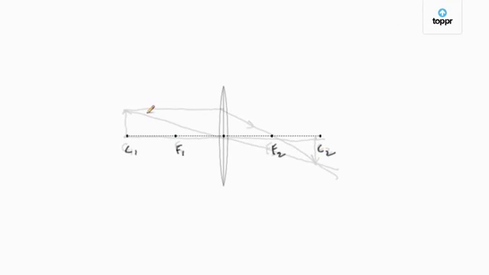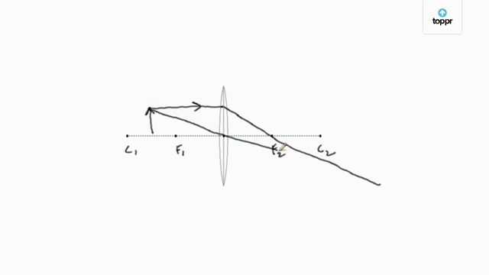Now, let us place our object between the center of curvature and the focus. Draw the first ray parallel to the principal axis, which after refraction is going to pass through the focus. Draw the second ray passing through the optical center, which will pass undeviated. Draw one more ray from the foot of the image, also passing through the optical center. We find that our image forms beyond the center of curvature, our image is enlarged compared to our object, and the image is real and inverted.